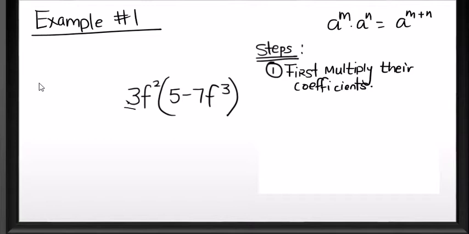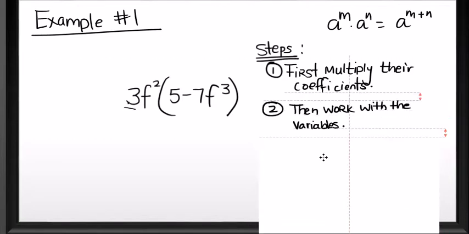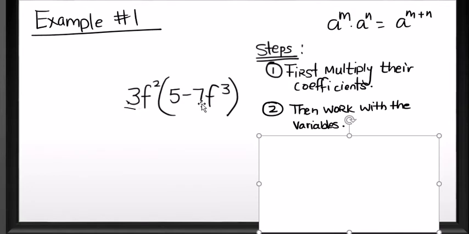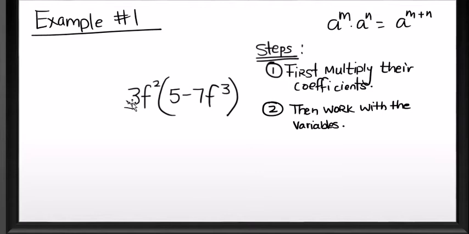So first multiply their coefficients, and then step number 2, work with the variables. Those alphabets are your variables. The numeric value is called the coefficient, the alphabets are called the variables. Okay, so let's simplify this question. We are going to multiply 3f squared with 5, and then we're going to multiply. I always recommend putting in the arrows. The term that is outside belongs to every term inside the bracket. Okay, we'll follow the steps.